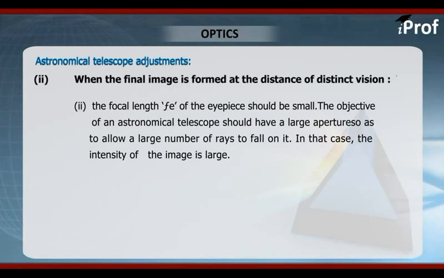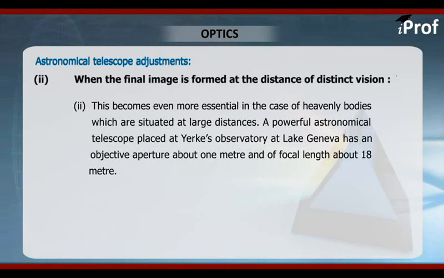The objective of an astronomical telescope should have a large aperture so as to allow a large number of rays to fall on it. In that case, the intensity of the image is large. This becomes even more essential in the case of heavenly bodies which are situated at large distances. A powerful astronomical telescope placed at Yerkes Observatory at Lake Geneva has an objective aperture of about 1 meter and a focal length of about 18 meters.